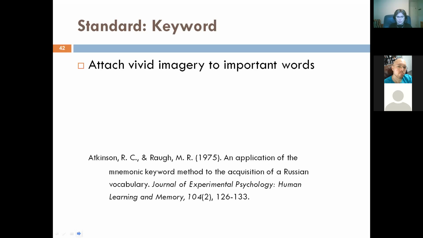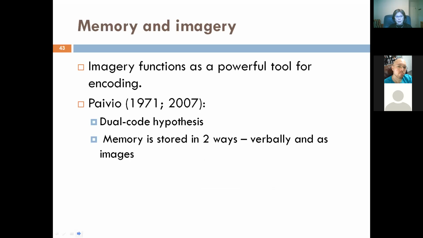And this is the famous article from 1975, dear to my heart, because it's about learning Russian vocabulary, where you can use, again, the same principles of organization and visualization, and using your native language to hook up the words of the language you're learning to them. So you're going to be doing both elaboration and organization simultaneously. That's the keyword method. And it has been researched many, many times.